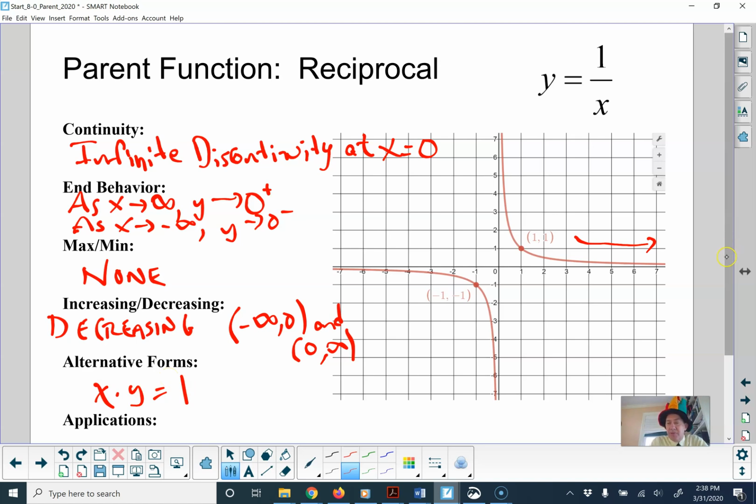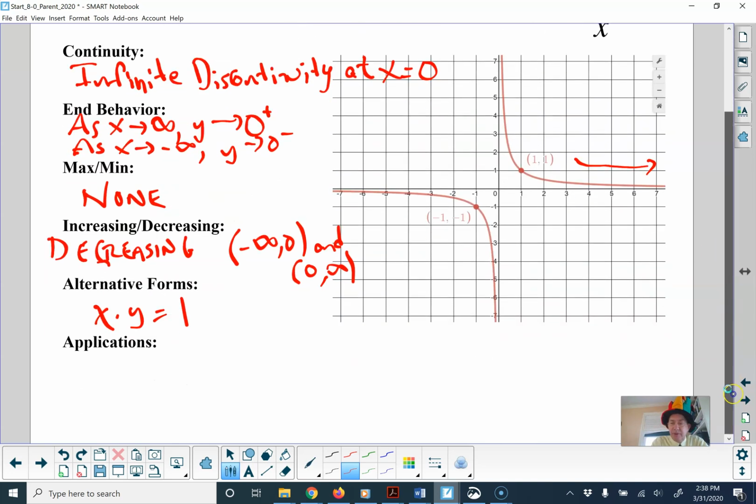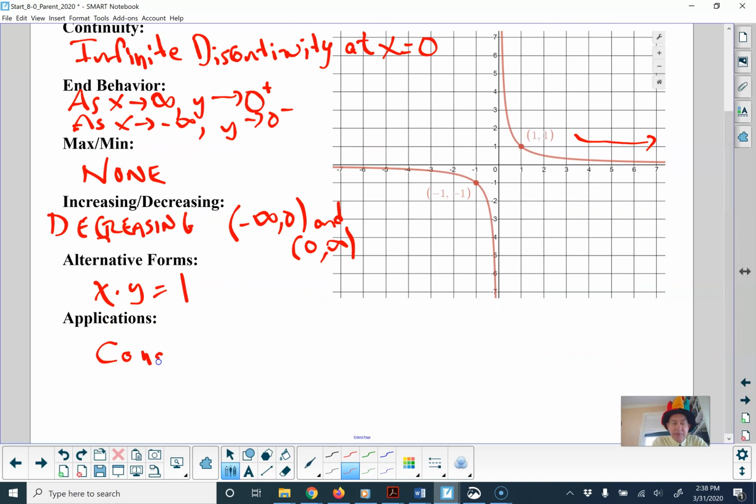And it has some applications too. The main application is if you have constant time for working on things. For instance, if you have a job that takes 20 hours and you have so many people available, if you have one person, it would take 20 hours. If you have 2 people, it would take 10 hours. If you have 5 people, it would take 4 hours. Things like that. That's also more helpful in the x times y version, which in this case would be x times y is 20.